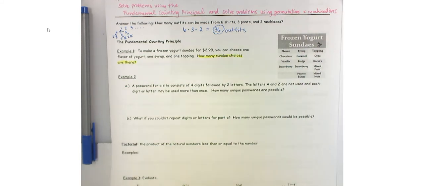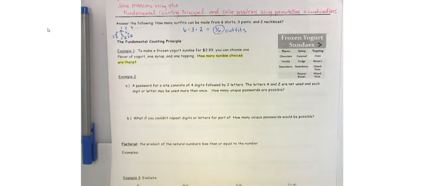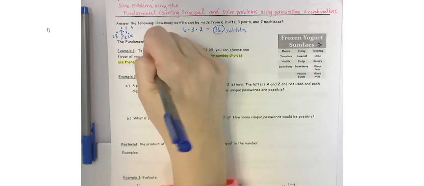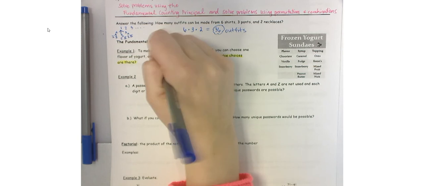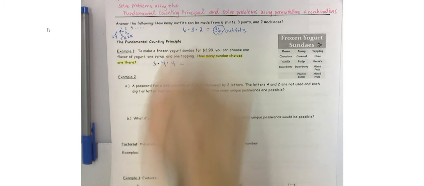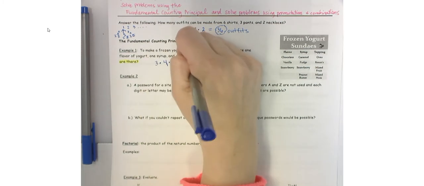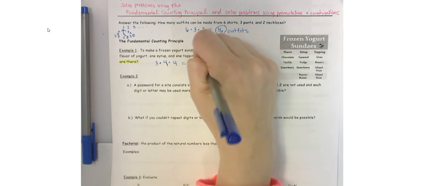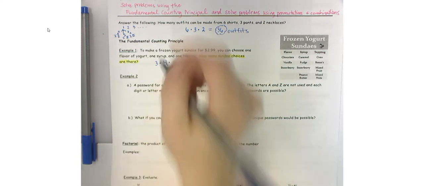3. Chocolate, vanilla, strawberry. Okay. And then Max, how many different syrup options do I have? 4. Yep. Caramel, fudge, strawberry, peanut butter. And then Joe, how many topping choices do I have? 4. 3 times 4 is 12. 12 times 4 is 48. So then there are 48 sundaes that you can make. All right, so that is your fundamental counting principle.